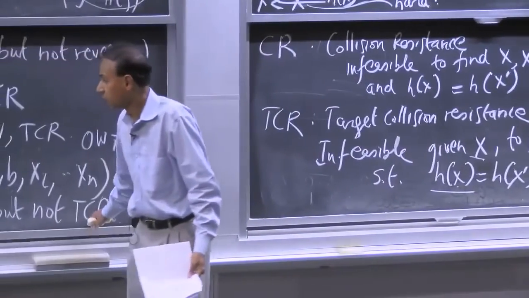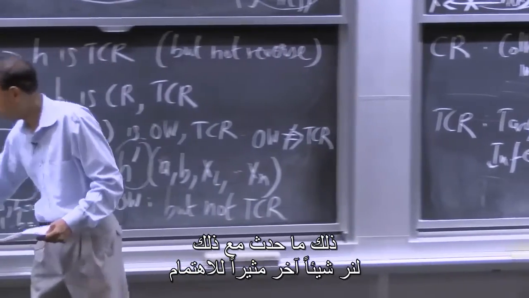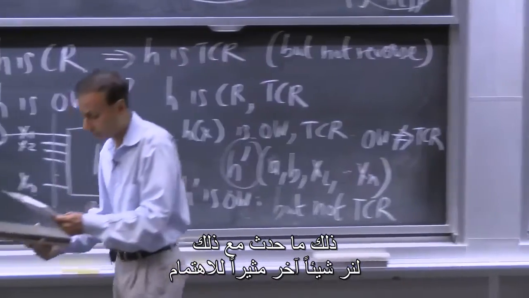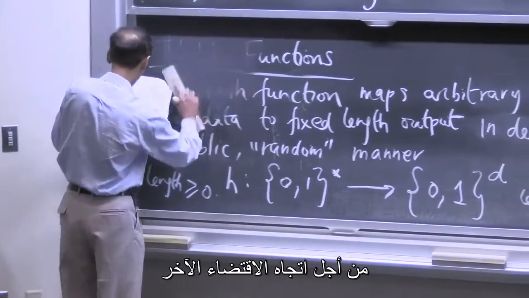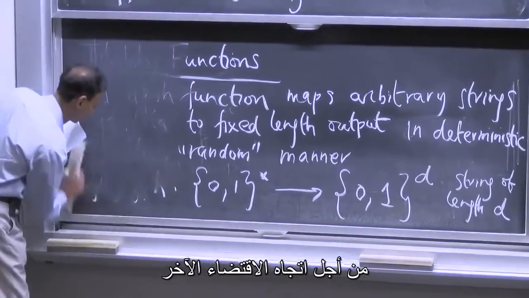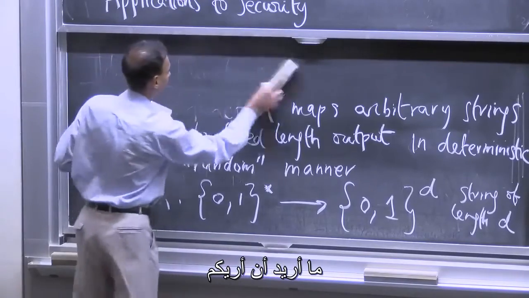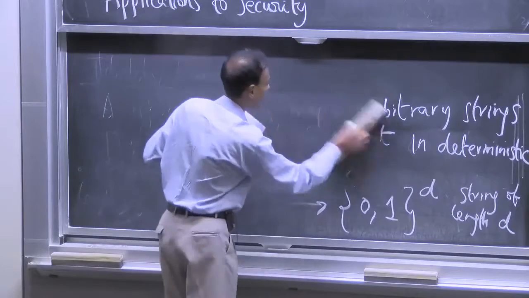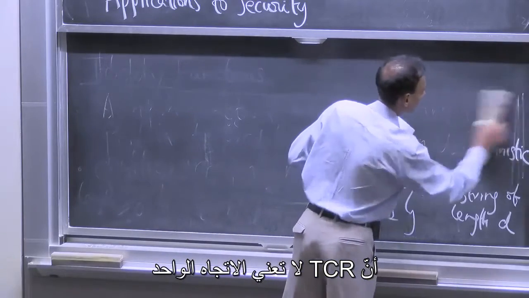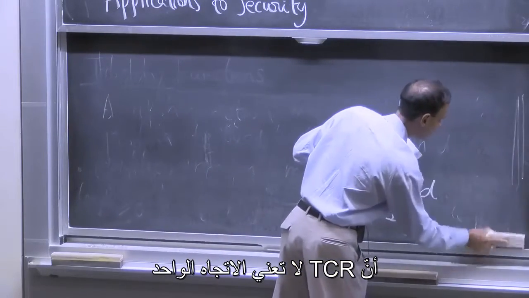All right. So that was what happens with that. Let's look at one more interesting thing that corresponds to the other way, right? So what I want to show is that a TCR does not imply one-wayness.